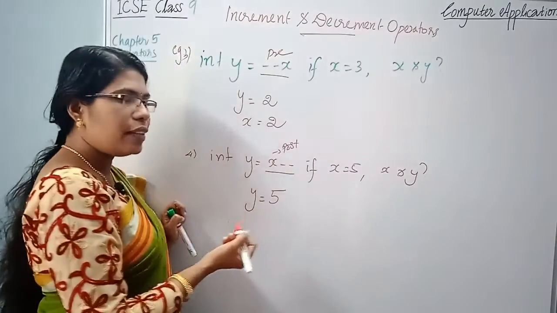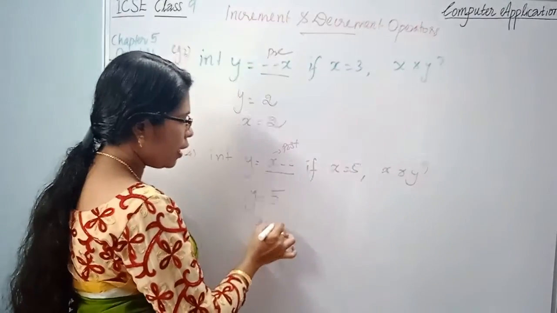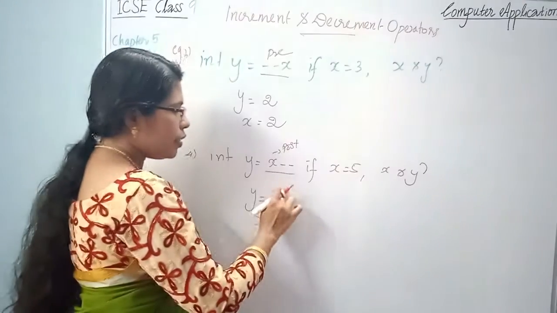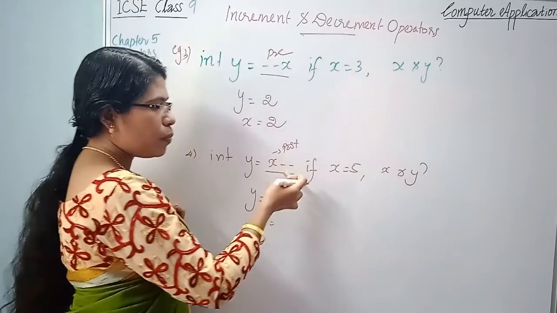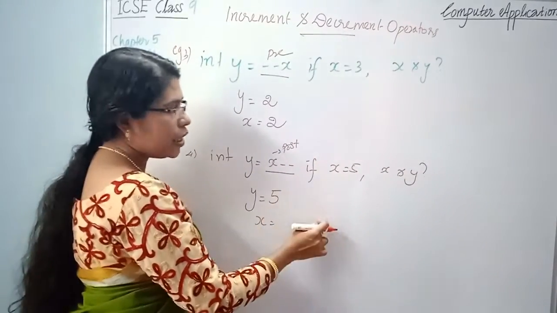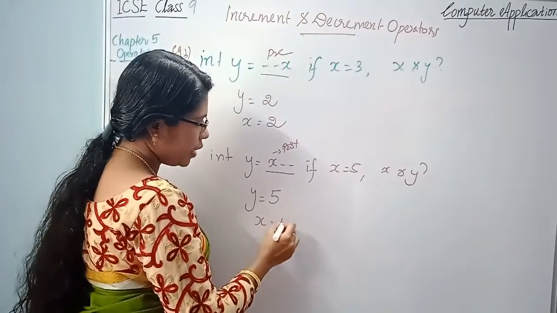So we will use the value, then what do we have to write for x? Here x minus minus means we will use the value first. After using the value, it should decrease by 1. So we will get 4.